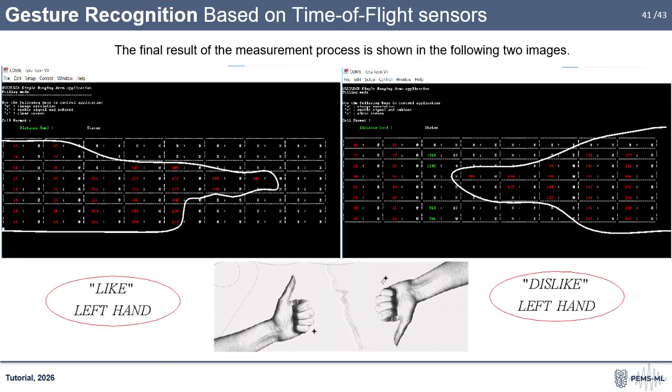This slide illustrates the results of a time-of-flight-based gesture recognition system. By analyzing multi-zone depth data, the system successfully recognizes simple hand gestures, such as like and dislike, demonstrating the practical effectiveness of this approach. When the application is running, distance measurements are displayed in real time on a serial terminal, allowing direct visualization of hand positions and movements. This visualization plays a key role in debugging and validation, as observing the raw depth data makes it easier to understand how different gestures influence the measurements and to verify that the system behaves as expected.